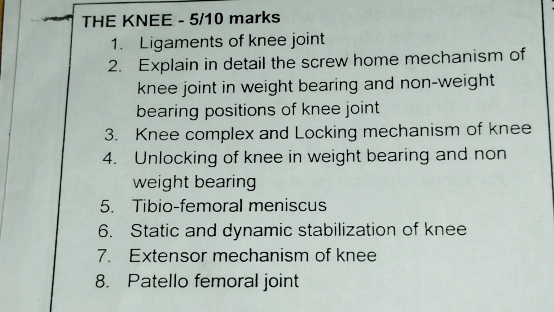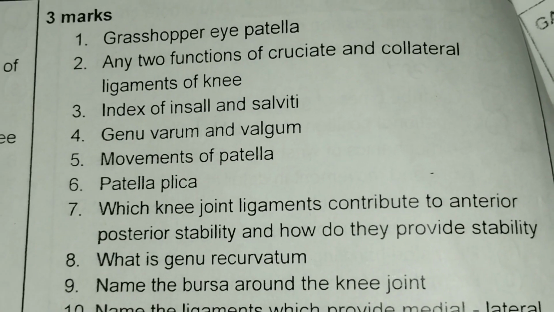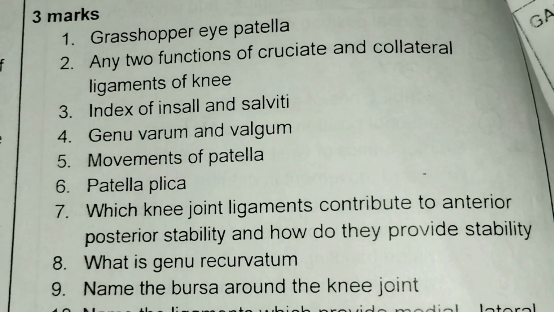Seventh one, extensor mechanism of knee. And the last one is patellofemoral joint. Next, the important 3 marks questions are: the first one, grasshopper eye patella. The second one, any 2 functions of cruciate and collateral ligaments of knee. Third one, index of insal and salvatae. Fourth one, genu varum and valgum. Fifth one, movements of patella.